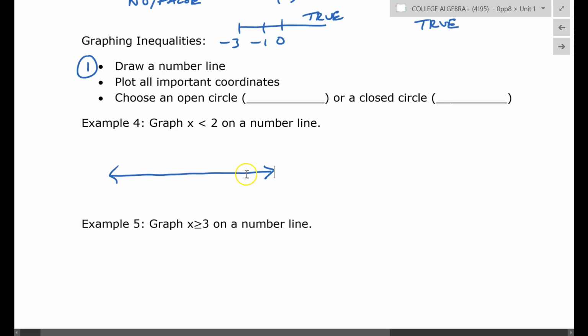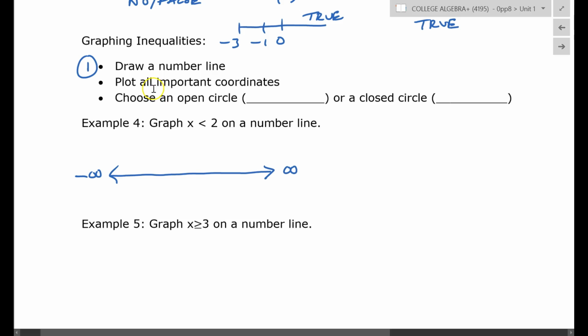Now, I want you to always, always, always do this. What is furthest left on a number line? Negative infinity. Furthest right? Positive infinity. I always put these on my number line because when I write the arrows, that's what I'm insinuating, right?